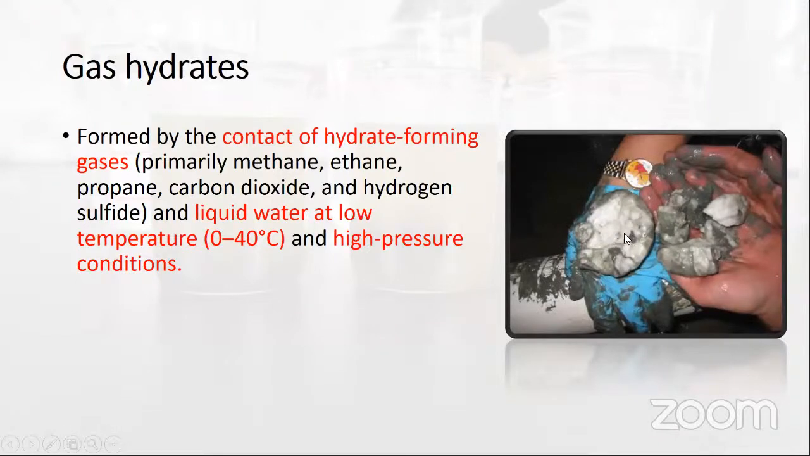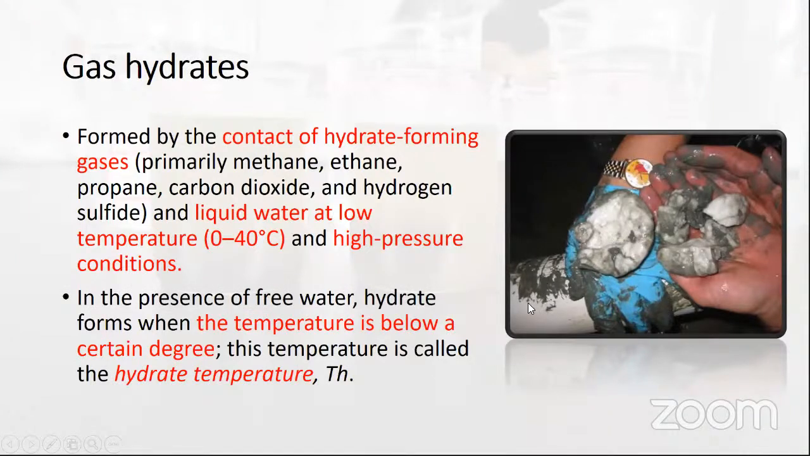This is the shape for gas hydrate. It is ice-like. The crystals of water will grasp some components, the components of methane, ethane, between its crystals. So it will form like this, this ice.